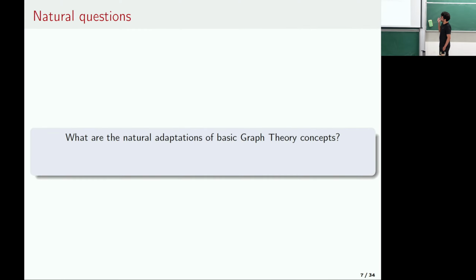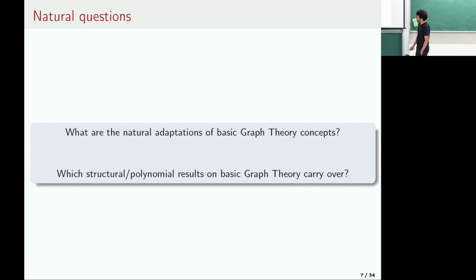Okay. So we think that paths adapt kind of well, but components go kind of bad. So we can ask this question now: what are the natural adaptations that we can translate, like go from graph theory to the temporal setting? And of course, if we are asking this question about adaptations, we can also ask whether there are some easy, powerful, good results, structural or algorithmic, that we can translate from graph theory to temporal graphs.